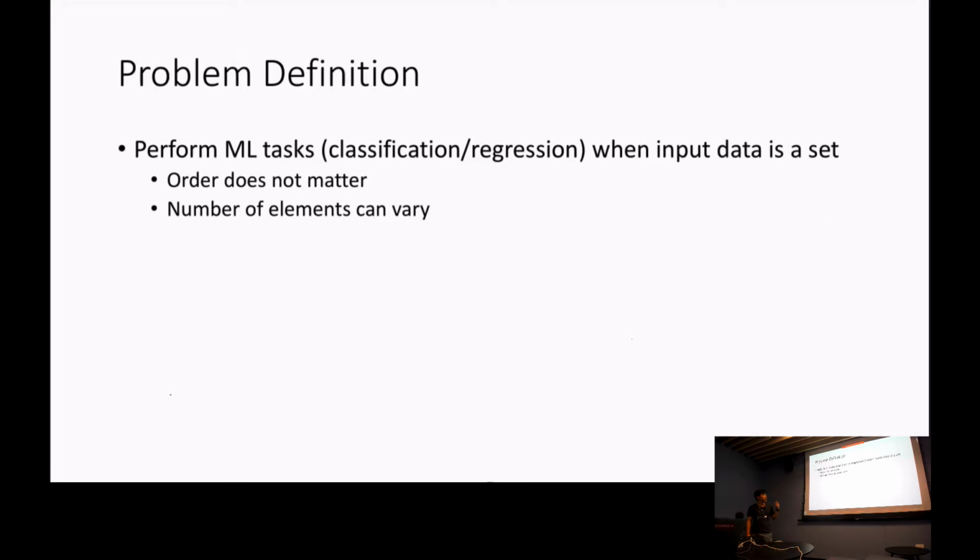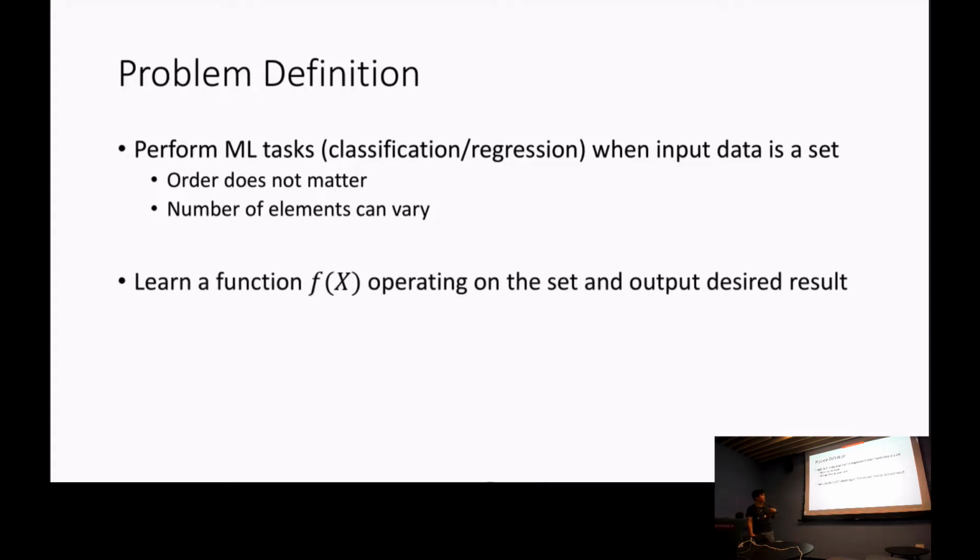The first important thing I want to talk about is the problem definition. We also perform normal machine learning tasks like classification or regression, but the data now is a set. So we don't care about the order of the data, and the number of elements of one particular example can vary. It can be 3, 4, 5 elements that come in different orders. The objective is to learn a function f(X) that operates on the set and outputs the result, as in classification or regression.